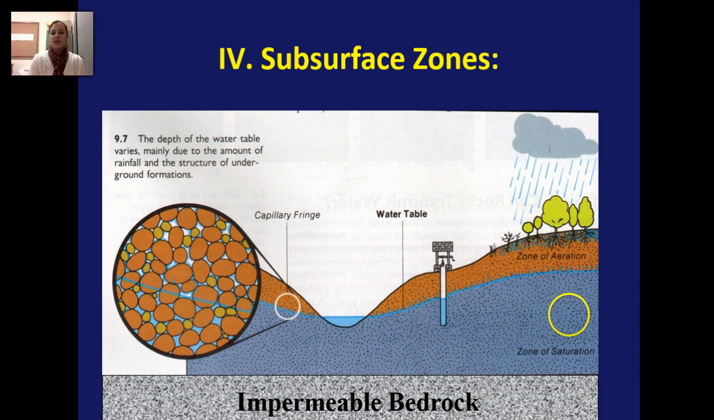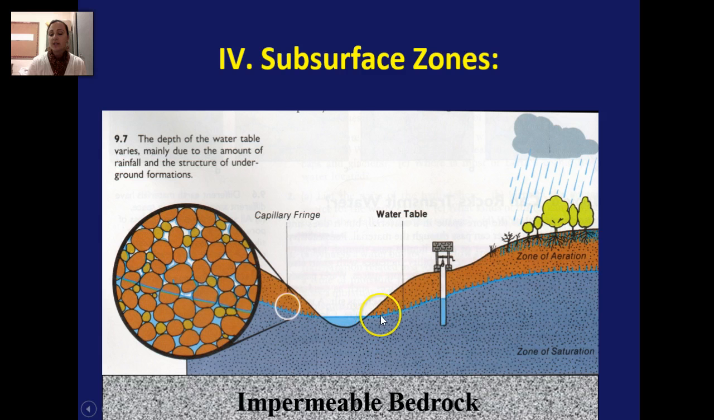Underneath that, we have the zone of saturation. If we go back and think about what I said saturation means, when a substance is completely filled with water, it makes sense then that the zone of saturation is where there is only water. It's just a zone of water that's underground. Now, the two boundaries meet right at what we call the water table. The water table is that line, that boundary, or that interface between the zone of aeration and the zone of saturation. And in this instance, it's along here.